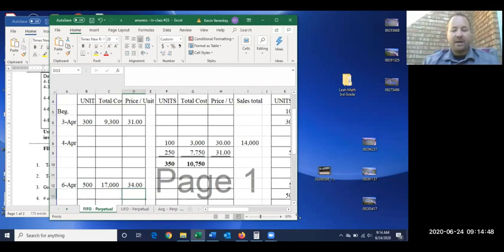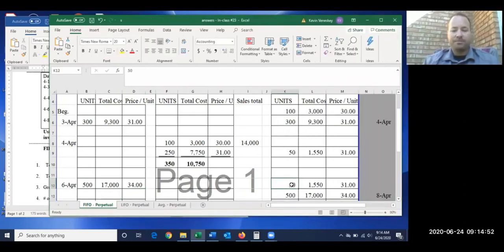And once I have that, I'm going to bring it straight over and update my ending inventory. So I still have the 50 items. I just bring those straight down. And then what I have now is my brand new stuff, my 500 items that I just bought.